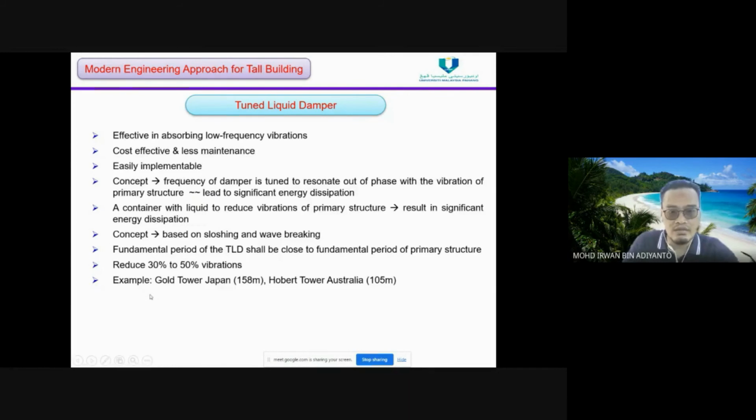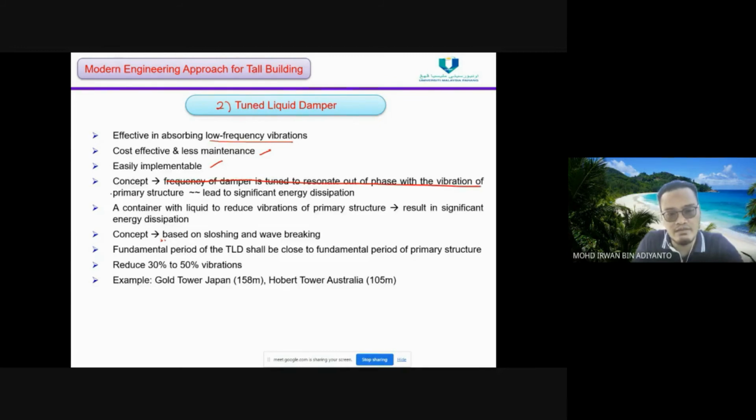Okay, and the second one is we can use the tuned liquid damper, which is effective in absorbing low frequency vibrations, and it is also cost effective, less maintenance and easily implementable. The concept is the frequency of damper is tuned to resonate out the energy. Okay, and this is based on a container with liquid to reduce vibrations of primary structure, which results in significant energy dissipation.